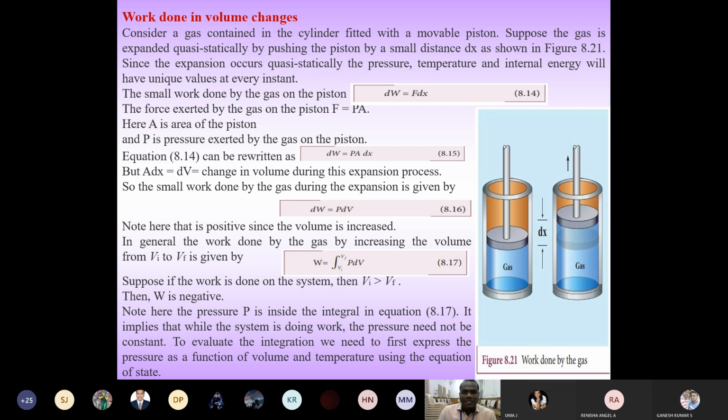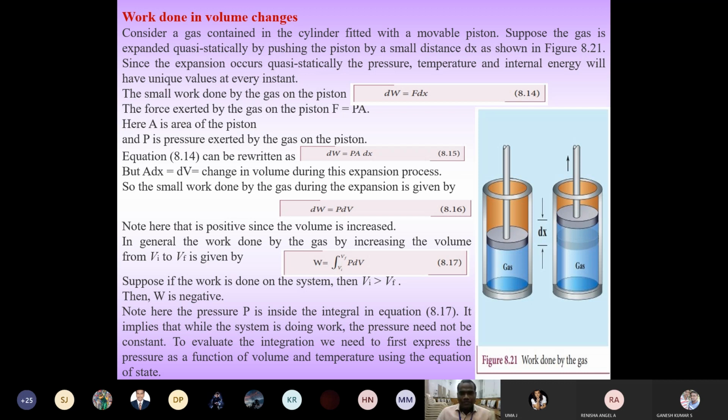The force exerted by the gas on the piston, F, is equal to pressure into area. We know the equation for force: force is equal to pressure into the cross-sectional area of the cylinder. So F is equal to P into A. Then we can substitute F is equal to PA in the above equation, where A is the area of the piston and P is the pressure exerted by the gas on the piston. Then we can derive dW is equal to PA dx.